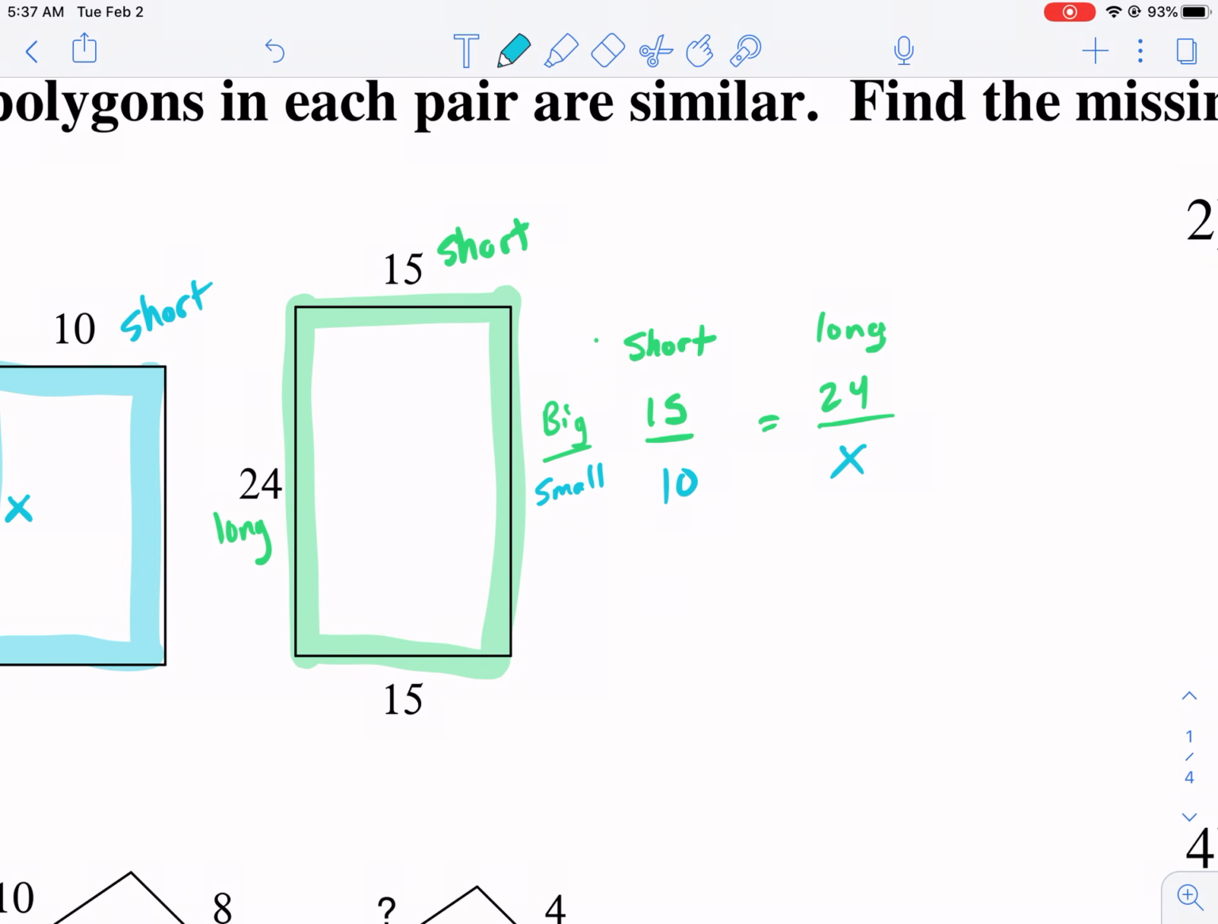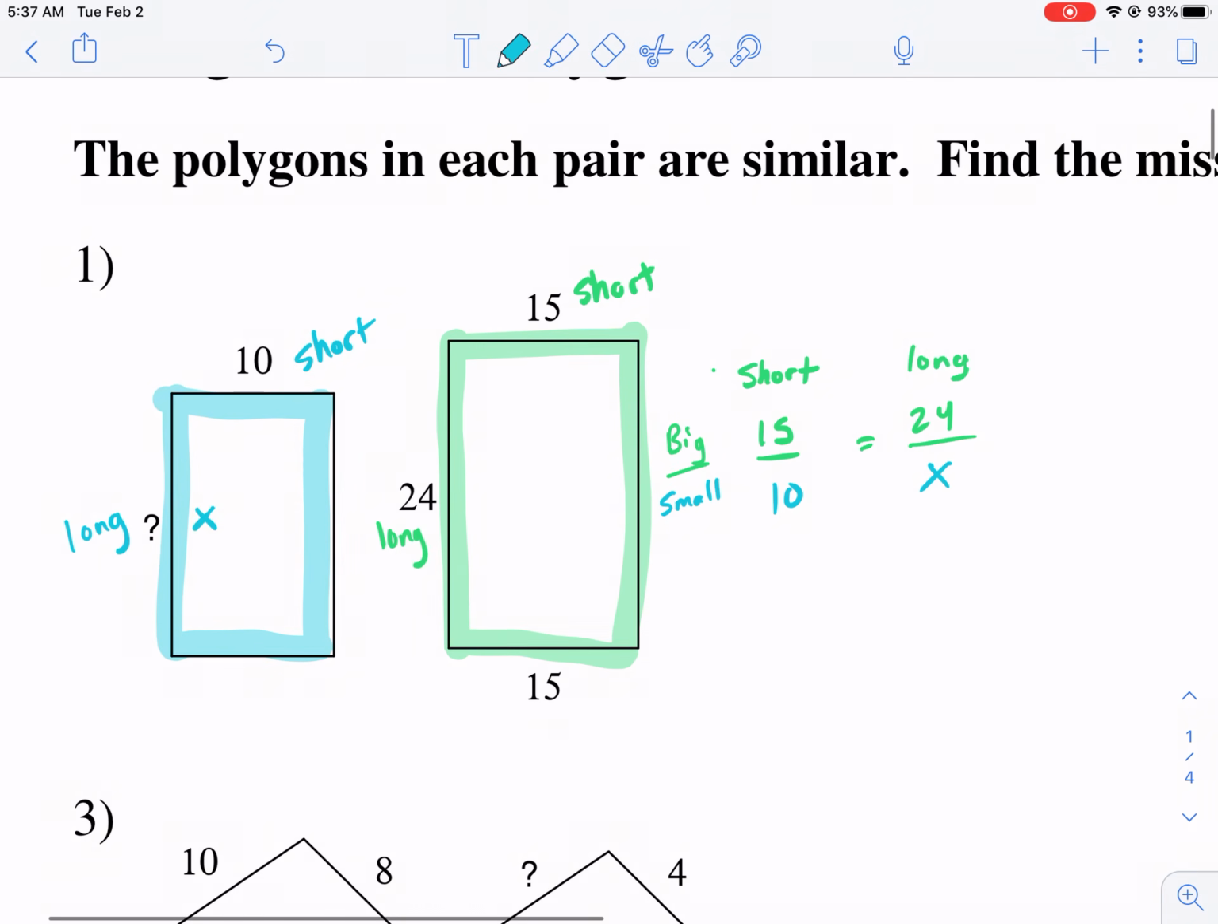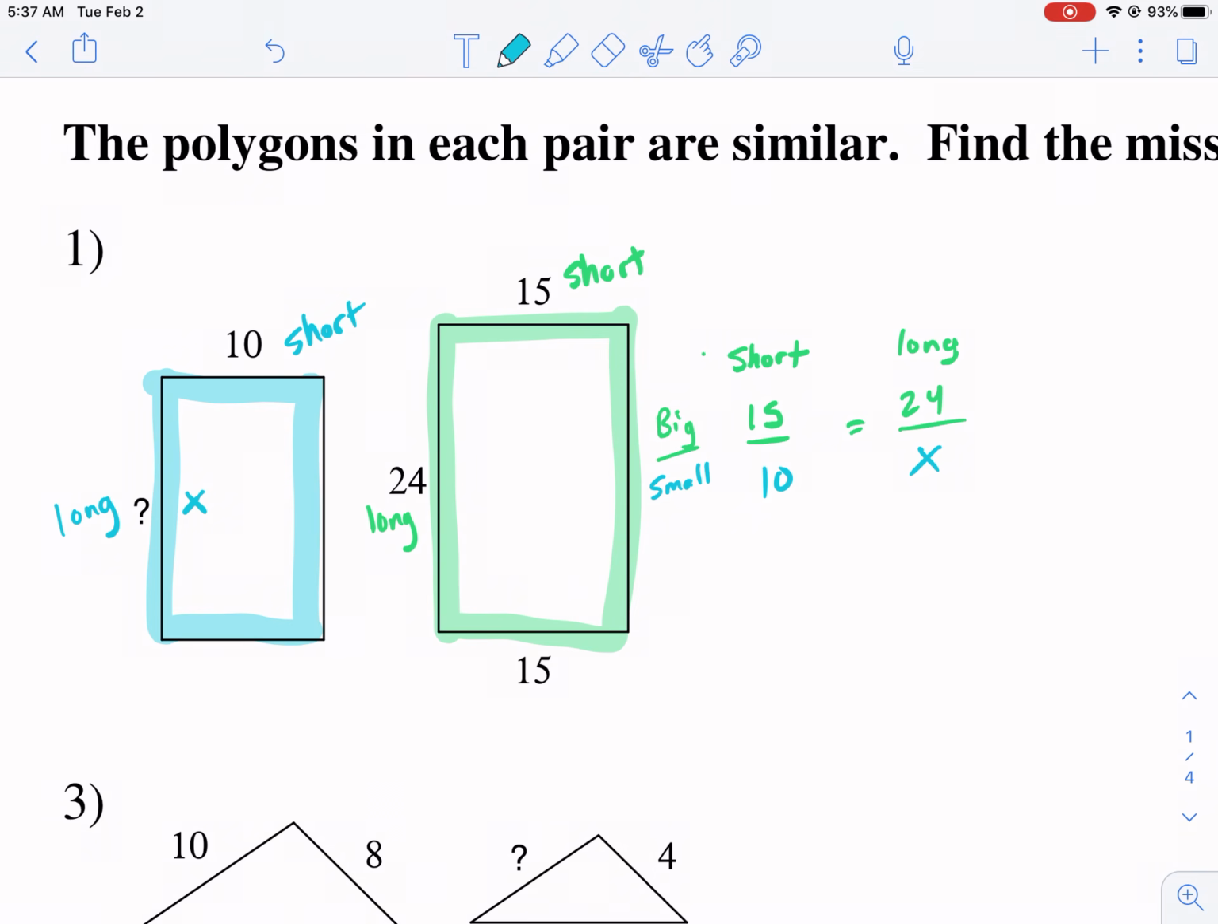Don't be mixing it up, like putting 15 over 10 and then having the small one on top on this side. That's big, small, small, big. You can't be mixing that up. You've got to stay consistent. There are other ways to do this as well, but this is the way I like to set it up. Some teachers may compare other things. There are multiple ways to do this. Maybe I'll show this at a different time, but for now, I think this is the simplest way to understand it.